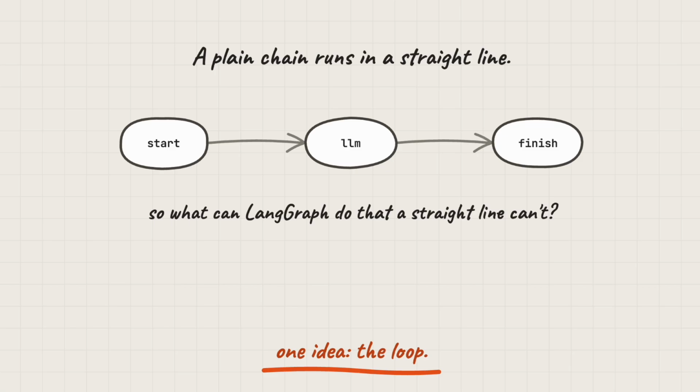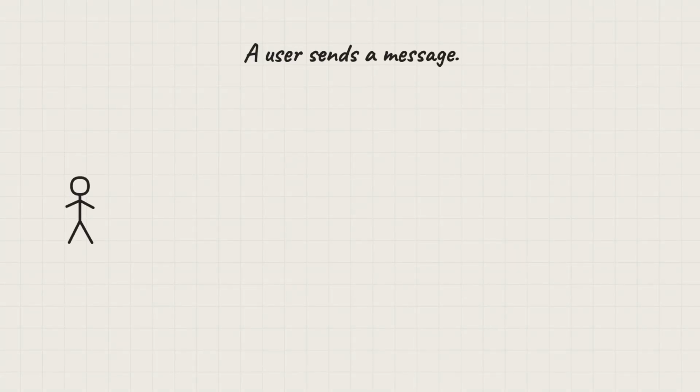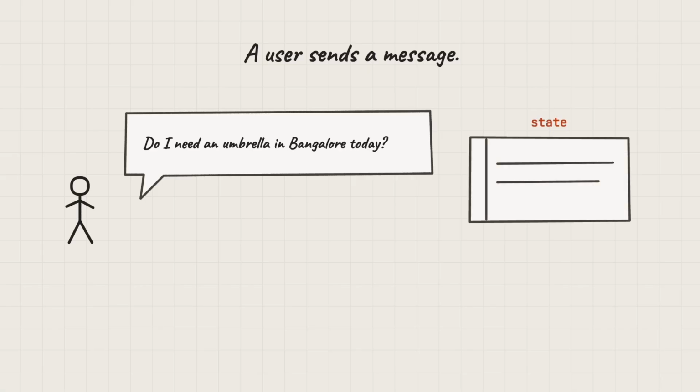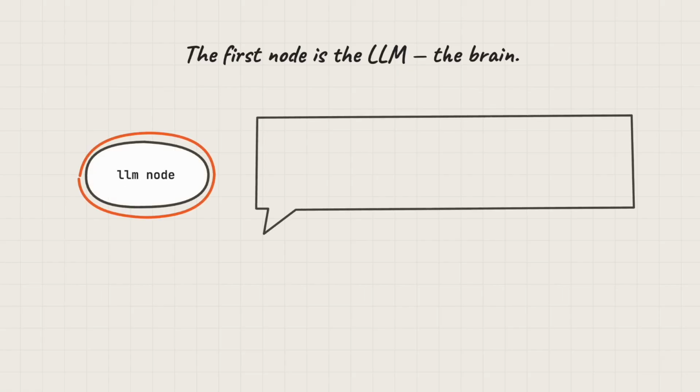Let me walk you through what actually happens when an agent runs, step by step. A user sends a message: do I need an umbrella in Bangalore today? That message goes into the state, our shared notebook. Then we go to the first node, which is the LLM. Think of the LLM here as the brain. The brain reads the question and thinks about it.